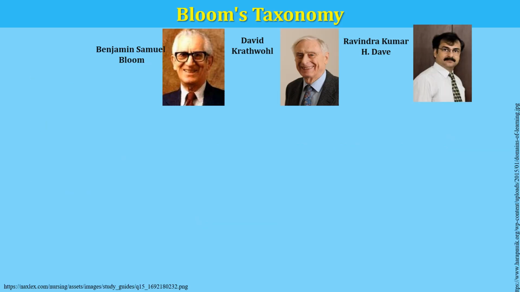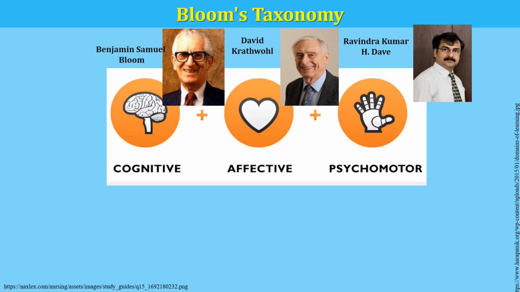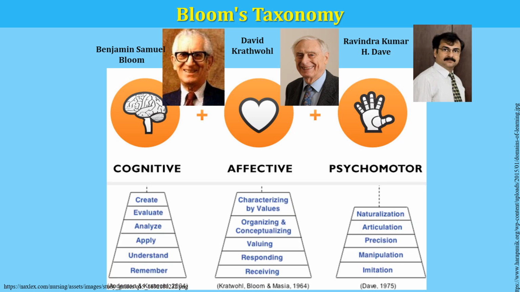Bloom's taxonomy is a framework for classifying educational learning objectives into three domains: cognitive, affective, and psychomotor, addressing different aspects of learning such as knowledge, emotions, and physical skills. Developed by Benjamin Bloom in 1956, it is widely used in education.